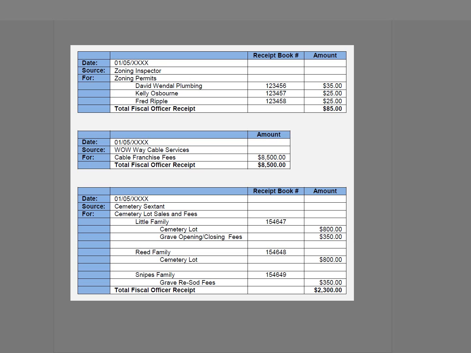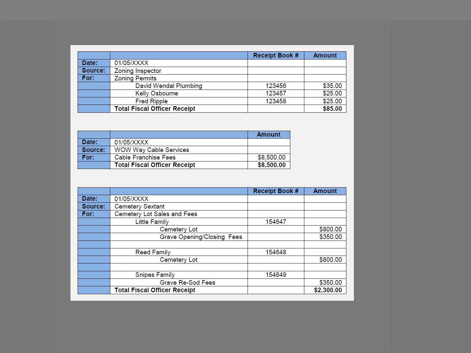Our first group is from the zoning inspector for zoning permits, the 3 receipts from his receipt book with a duplicate deposit ticket for the total. The fiscal officer reviews the zoning inspector's receipts and determines the total amount and the revenue codes that will be used.